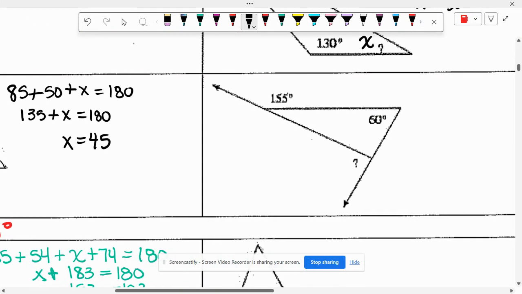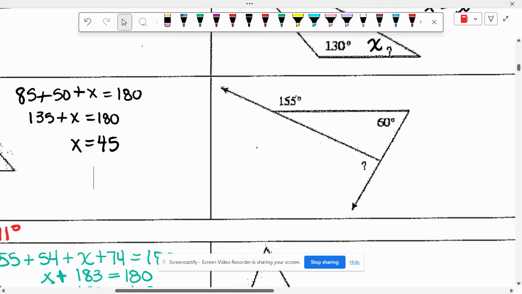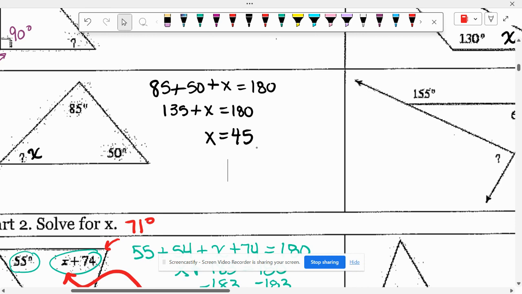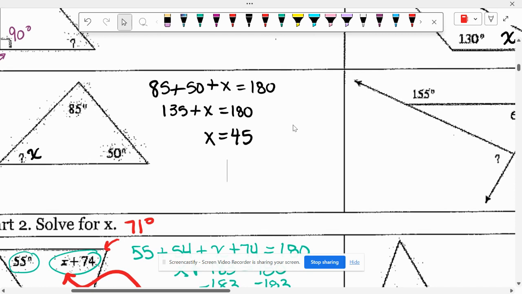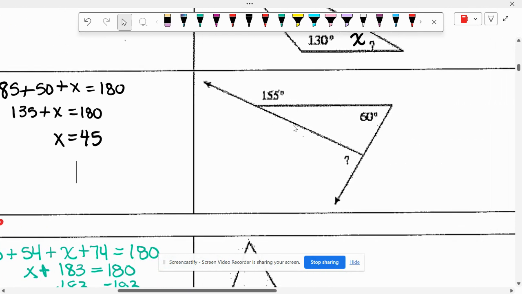Okay. So, question. Not really. All I did was subtract 85 and 50 from 180. Yeah, that's exactly what we're doing. I know, but it was just set up. I set mine up different. Okay. You did 180 minus 55, or 180 minus 85 minus 55. It's the same thing, right?